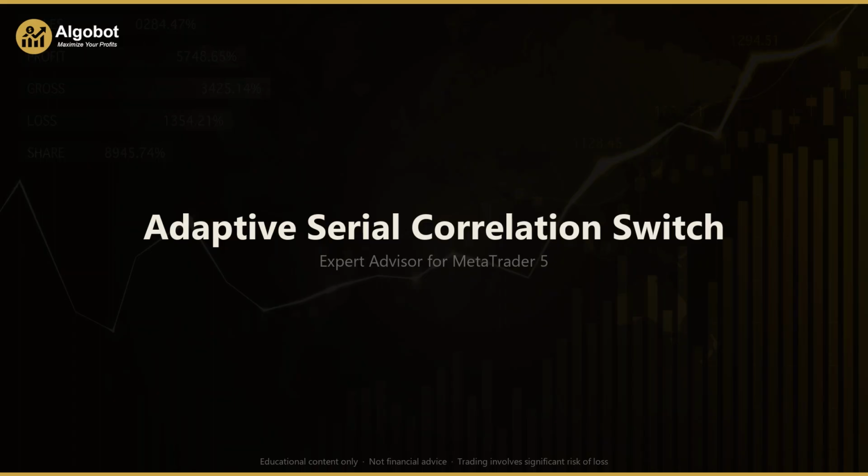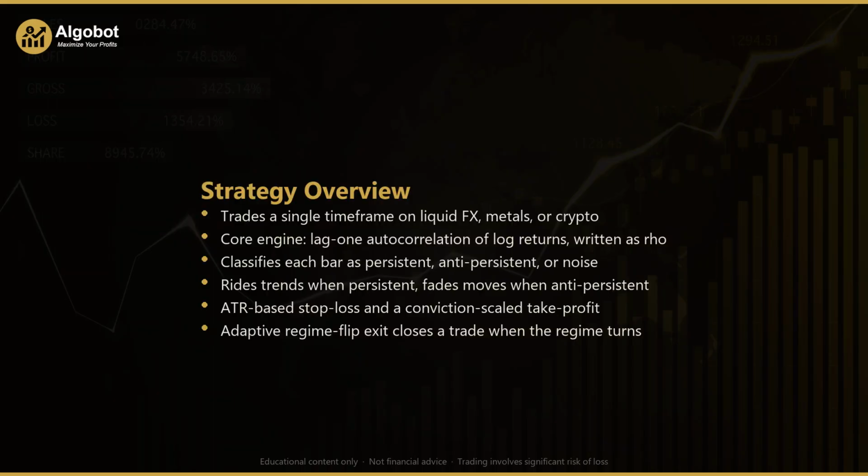Let's get started. So what does this expert advisor actually do? At its heart, the adaptive serial correlation switch treats the stream of bar-to-bar price returns as a raw statistical process and asks one question on every completed bar. Is the market currently persistent or anti-persistent? In plain terms, when a move tends to be followed by another move in the same direction, we call that persistent or trending. When a move tends to be followed by a reversal, we call that anti-persistent or mean-reverting.